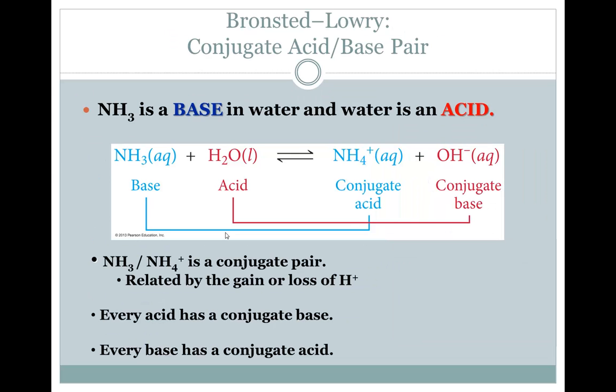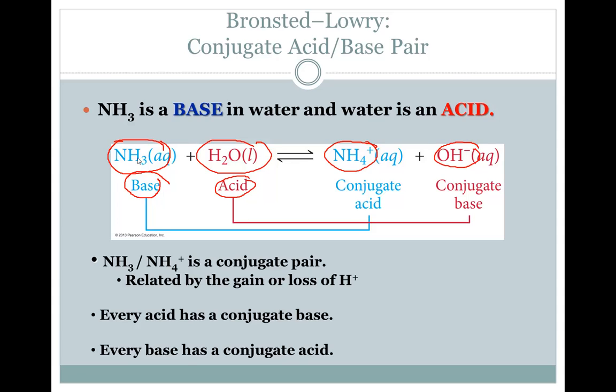Ammonia, NH3, is a base in water, while water is the acid. So if we look here, NH3 becomes NH4 plus. It accepted a hydrogen in the process, making this the base. Water here went from H2O to OH minus. It lost the hydrogen, making it the acid. The NH3 and NH4 is a conjugate pair. It's related by the gain and loss of a hydrogen.